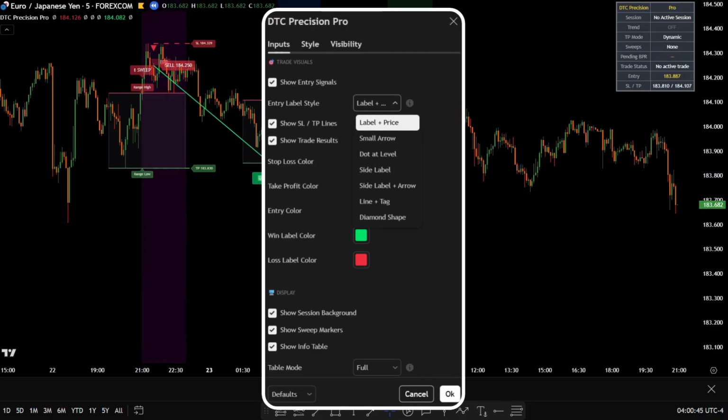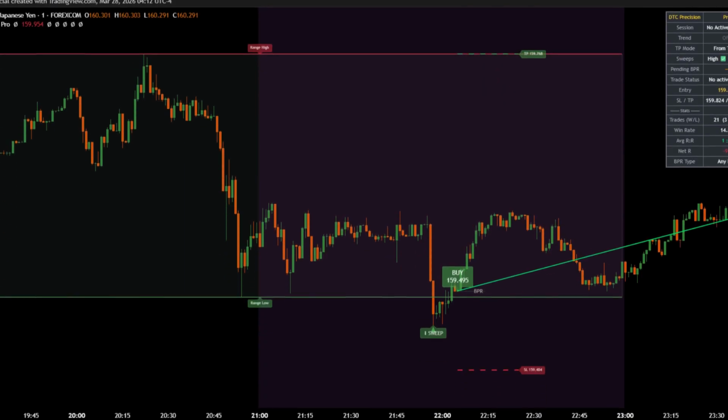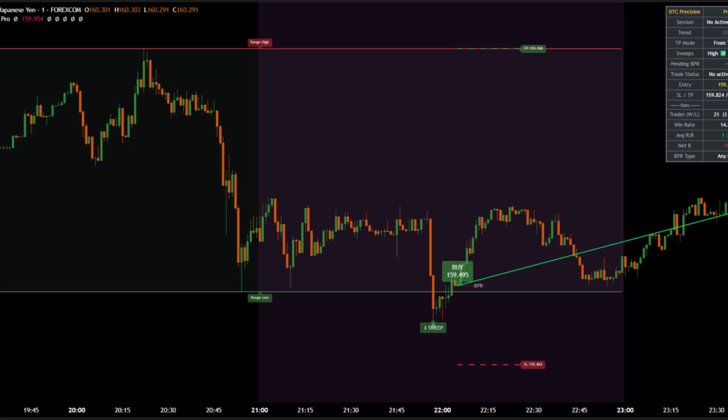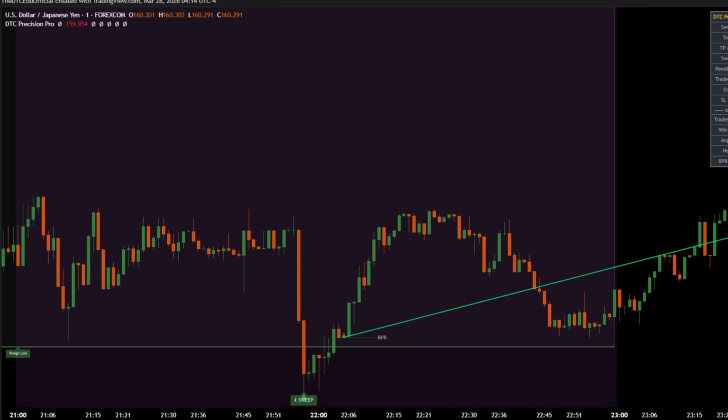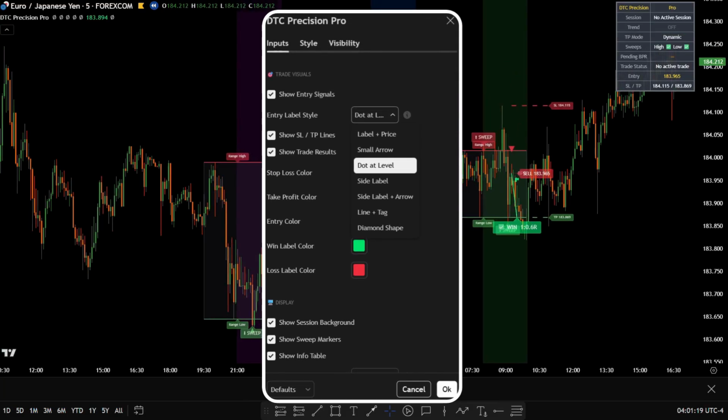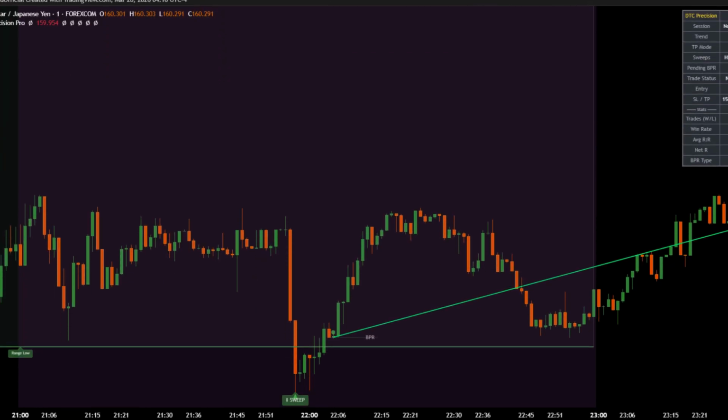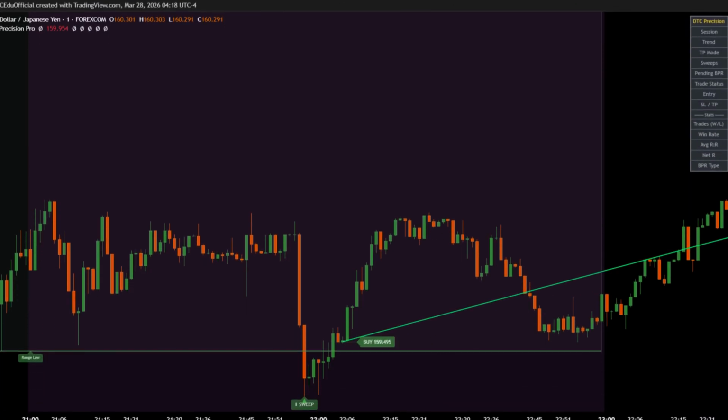Label plus price is the traditional style. The label sits right on the candle with the full entry price. Clear and informative, but it can cover important candle information. Small arrow is minimal. Just a tiny directional triangle above or below the candle. Dot at level places a circle marker at the exact entry price level. Very clean. Side label is like side label plus arrow but without the arrow on the candle.